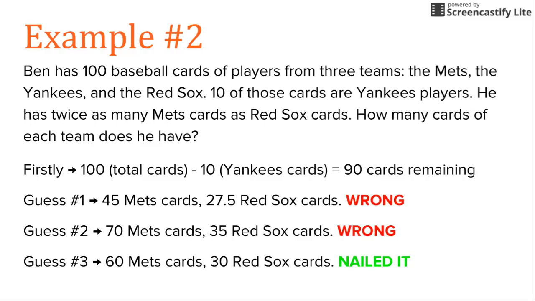So for the third guess, I was trying to find numbers that would be just about halfway between 45 and 70, which led me to 60. So my third guess, the 60 Mets cards and 30 Red Sox cards, ended up nailing it. That satisfies both criteria: it has to add up to 90 cards, and 60 plus 30 does, and it has to have double the Mets cards that it does Red Sox cards. And so 60 and 30 nailed it.